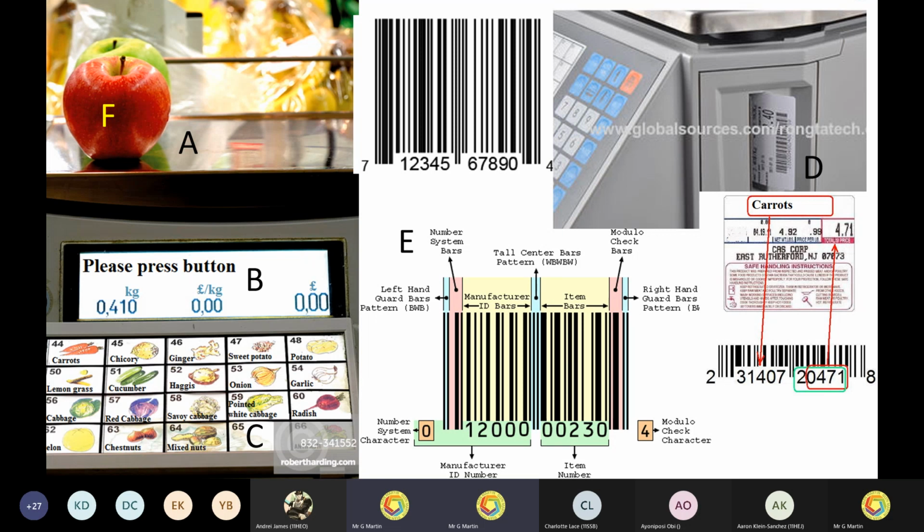So it could be used by a keypad as well. It doesn't have to be used by a barcode scanner. And another trick question I was going to ask, what is F? And clearly it's an apple to us, but the computer wouldn't know that unless the Apple button was pressed. So therefore I was going to do that.